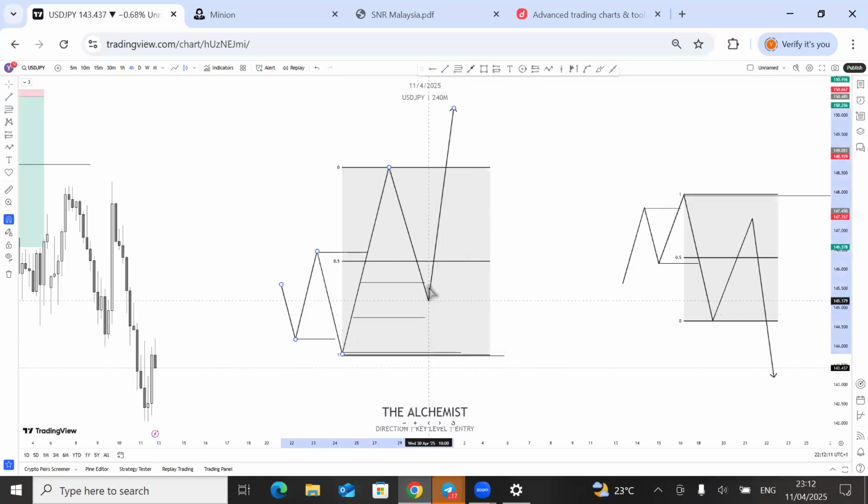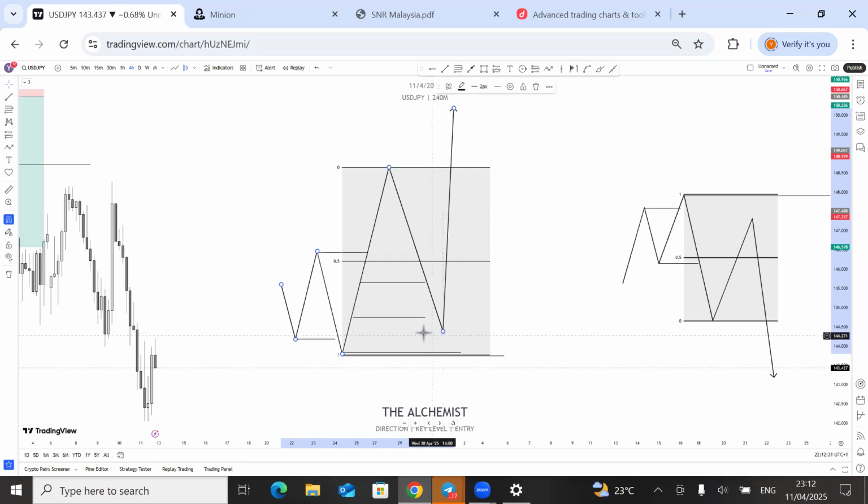So these are zones where price may want to react from. Price may react from here, price may react from here, price may react from here. Now, how do we know which zone price will actually kick off from? Because we don't actually know the exact zone, because it's already in the discount zone. So anywhere in the discount zone, we're going to have price kicking off to the upside.